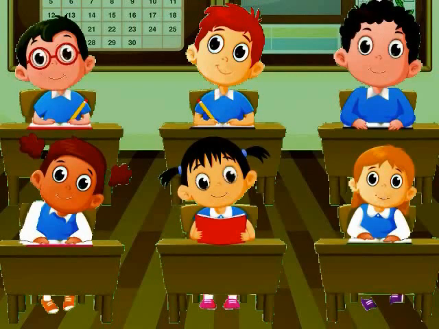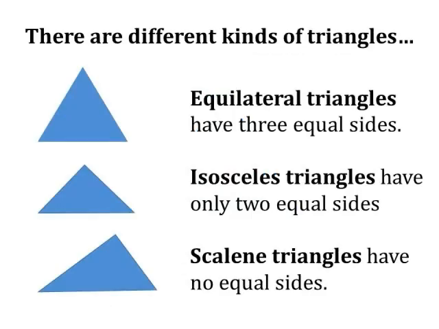Okay po. Now, there are different kinds of triangles. Equilateral triangles have 3 equal sides. Pag pare-pareho yung measure ng 3 sides. Isosceles triangles have exactly 2 equal sides. Kapag dalawa lang daw yung sides na magkasukat. Scalene triangles have no equal sides. Kapag magkakaiba yung measures ng 3 sides.